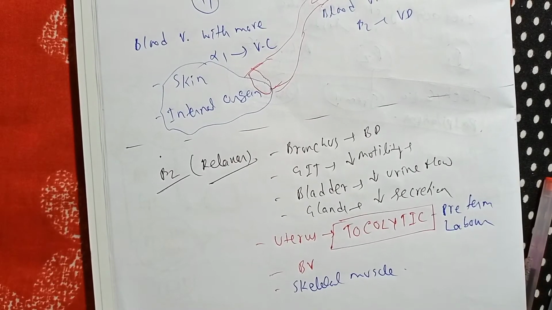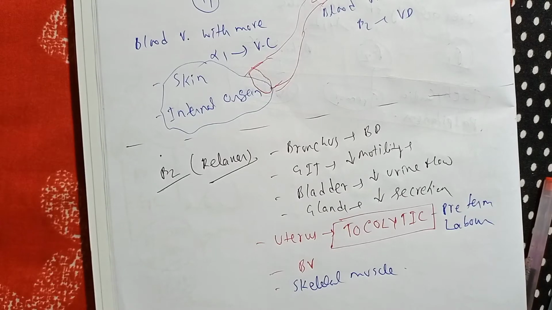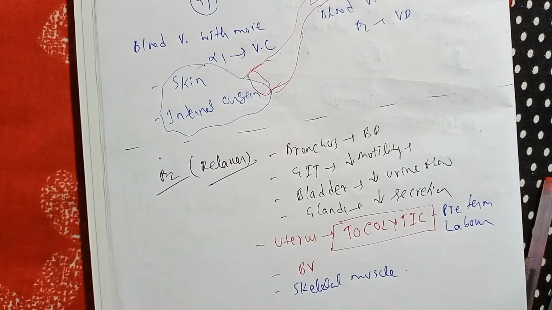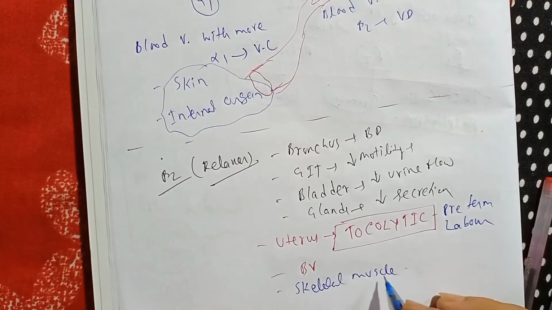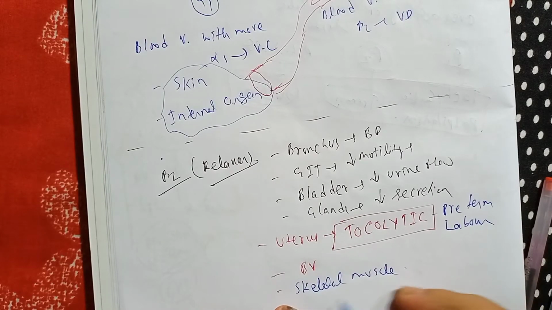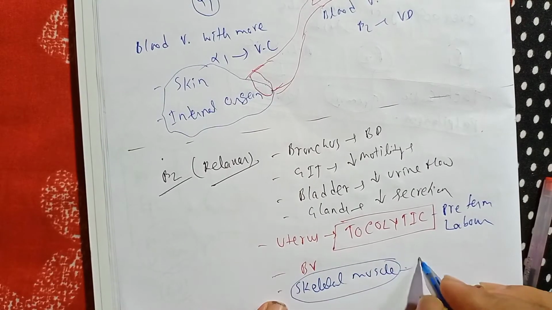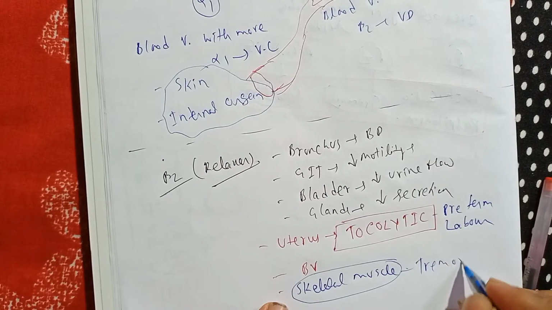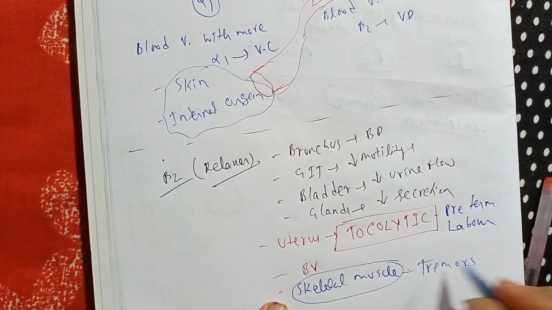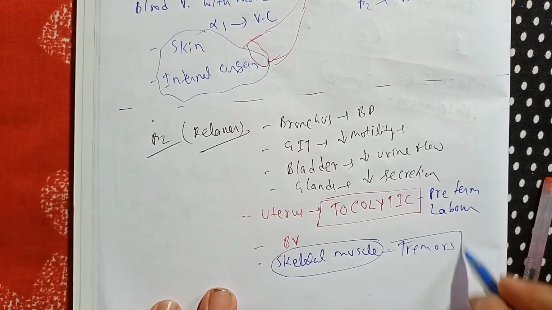Now what's the main significance here? We have to know it also. Whenever there is too much skeletal muscle activity, more blood flow will cause tremors of the muscles. Whenever we are in a hurry, or worried about something, we have tremors.